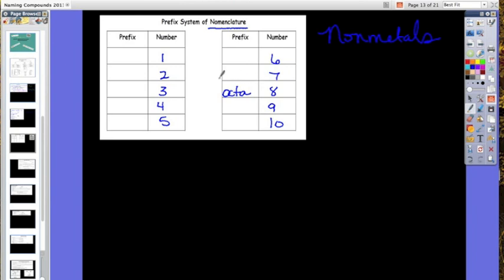And then we have hepta, means 7. Hexa means 6. Nona is 9. Deca is 10. And then over here we have mono, di, tri, tetra, and penta.